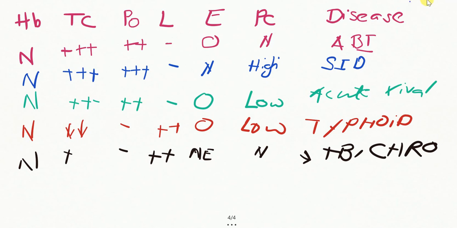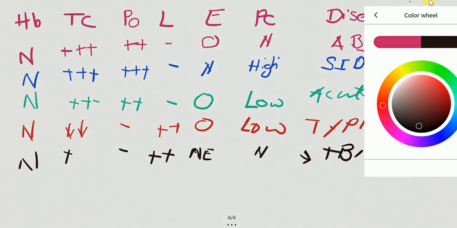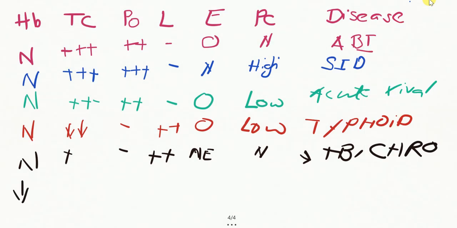So if you read each parameter, if you read the CBC like this, it requires practice actually. If you are very well practiced, then definitely you will catch it in minutes, in seconds you can say. Now let me move on to another example where HB is low. HB has decreased. Total count may be increased or decreased. Polymorphs may be increased or decreased, and the lymphocytes may be increased or decreased, whatever.